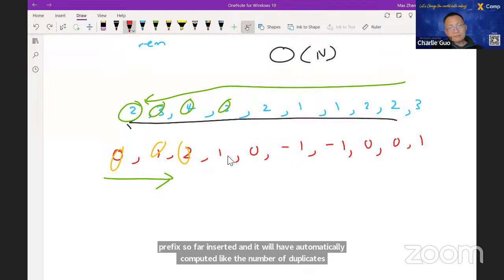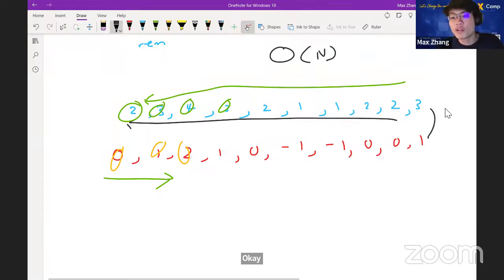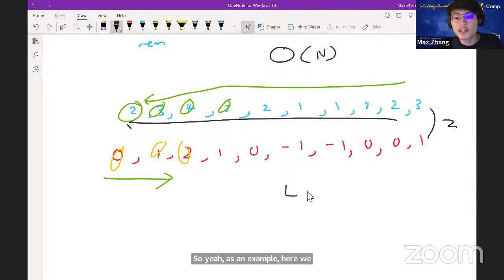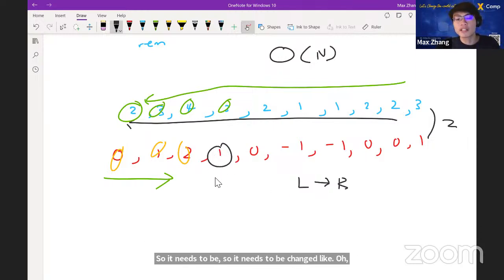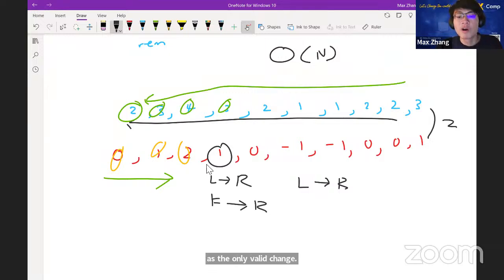What do I mean by line up? As an example, here we have fixed the ending coordinates to shift by 2. So we need to change an L to an R. That's the only way we can get a shift by 2. So at any point, we only allow changing, say, an L to an R. That's the only valid change. If we for example change an F to an R, that doesn't create the right ending coordinate, so we can't count that as a possibility. So when we consider sweeping, we only consider changes that cause the correct ending coordinate.